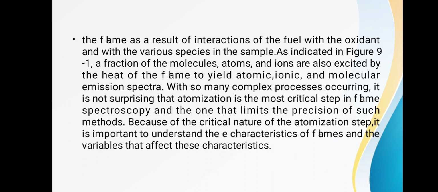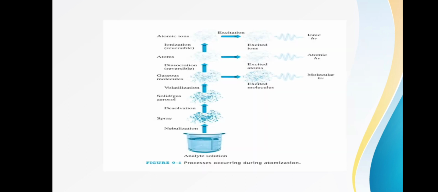Because of the critical nature of the atomization step, it is important to understand the characteristics of flame and the variables that affect these characteristics. Here you can see the diagram of all these processes occurring during atomization. First analyte solution, then nebulization, spray, desolvation, solid or gas aerosol, volatilization, gaseous molecules, dissociation, reversible atoms, ionization, reversible atomic ions, then excitation, excited ions, excited atoms, excited molecules.